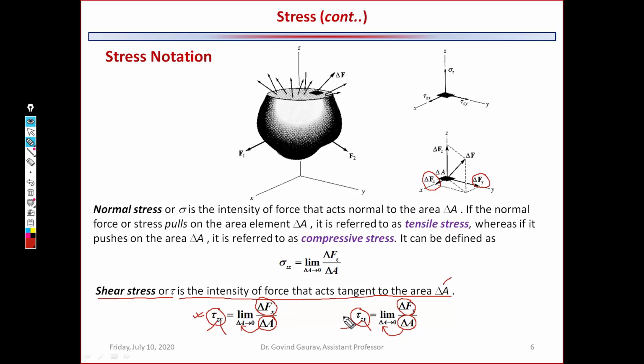So to conclude, we can have three values of the stresses at a particular point. One value will be the normal stress that is acting perpendicular to the area which we have selected, and we will have two values of the shear stresses on the area which we have selected.